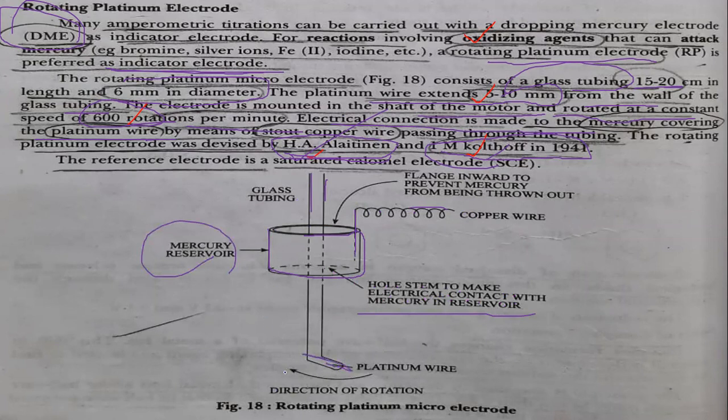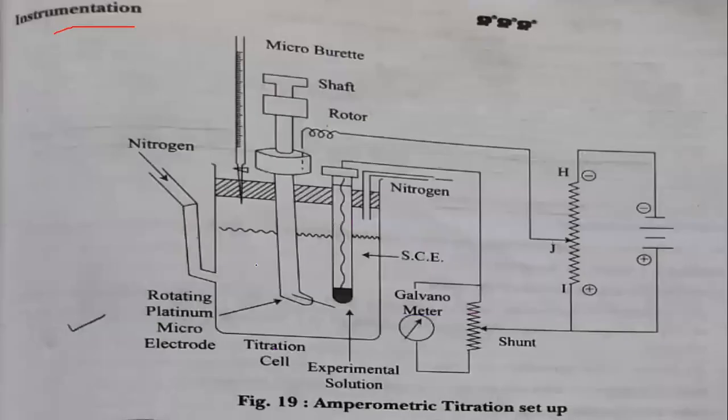Now this can be rotated. In the polarographic technique, as we were measuring the diffusion current, we could not rotate the solution. But here we can.